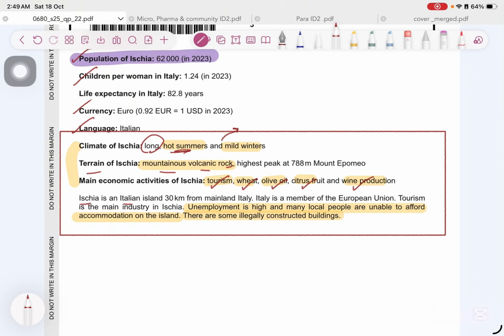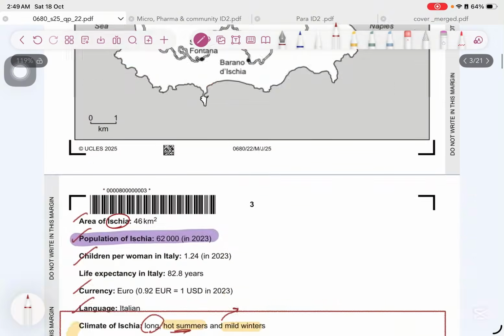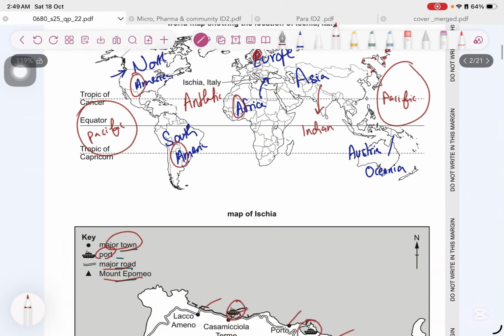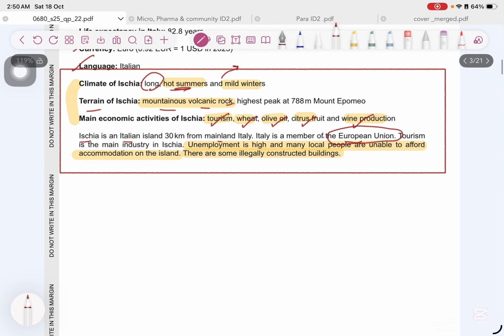Ischia is an Italian island that's 30 kilometers from the mainland of Italy. Italy is a member of the European Union, so it's in Europe. It's in Europe right here. So now that we annotated, we know exactly where Europe is. That's good. Tourism is the main industry in Ischia. Unemployment is high, and many local people are unable to afford accommodation on the island. There are some illegally constructed buildings.